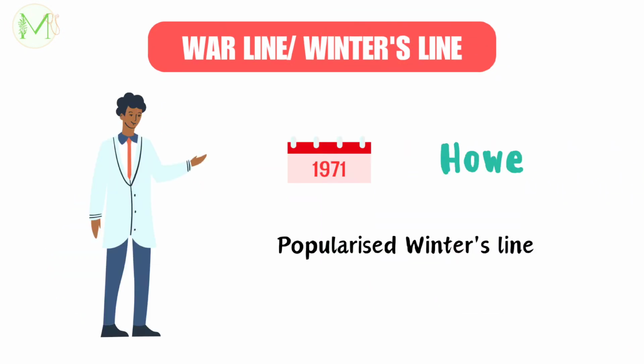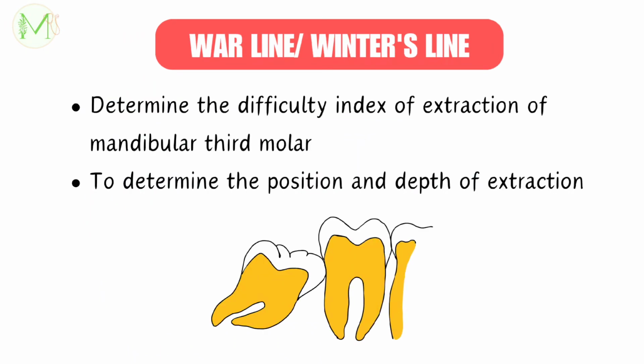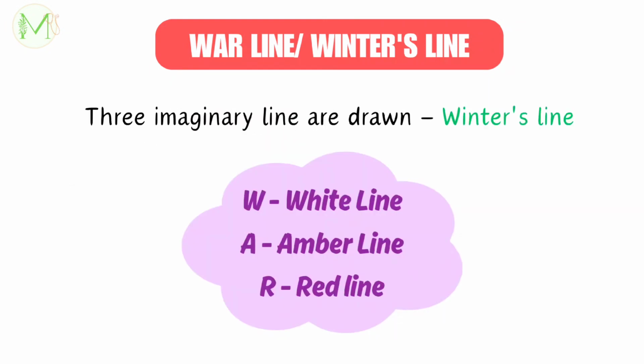In 1971, Howe popularized this Winter's line in order to determine the difficulty index of surgical extraction of the mandibular third molar. It is used to determine the position and depth of the impaction by taking an intraoral X-ray, lateral extraoral X-ray, or even an OPG, and the tracing of the three imaginary lines, which George Winter described previously, can be done. Okay, now what are those lines? We call it WAR line, where W stands for white line, A stands for amber line, and R stands for red line.